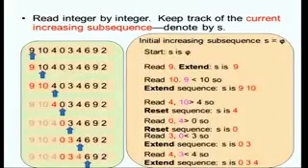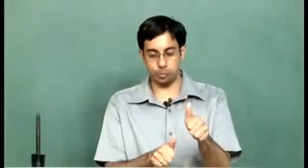Okay. So what are we doing here? We are reading the numbers integer by integer, and we are keeping track of the current increasing subsequence. Okay, so this is part of what we want to do. Now, in order to decide whether we should extend the subsequence, or break the subsequence and start a new sequence, what we need to do is remember what was the previous number we saw and what is the current number that we are seeing. So with two variables, we can say whether the subsequence should be extended or should be broken at this point.